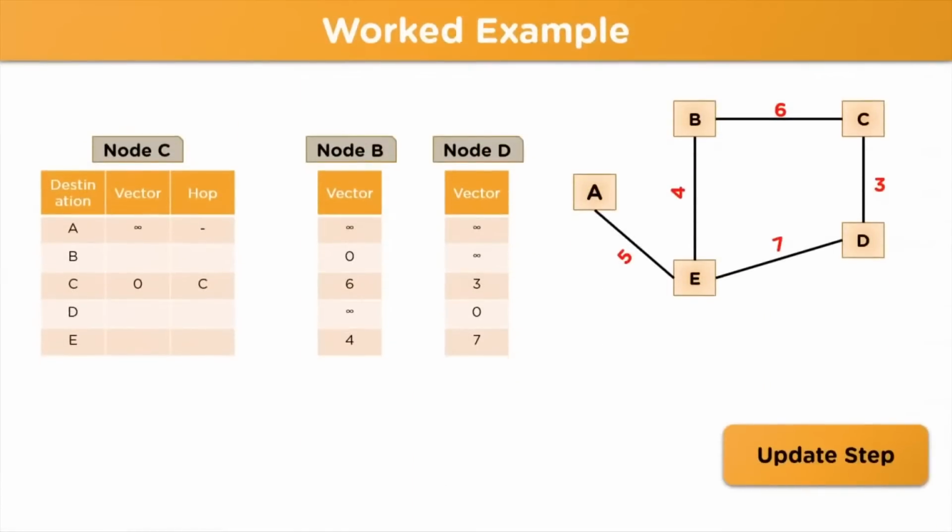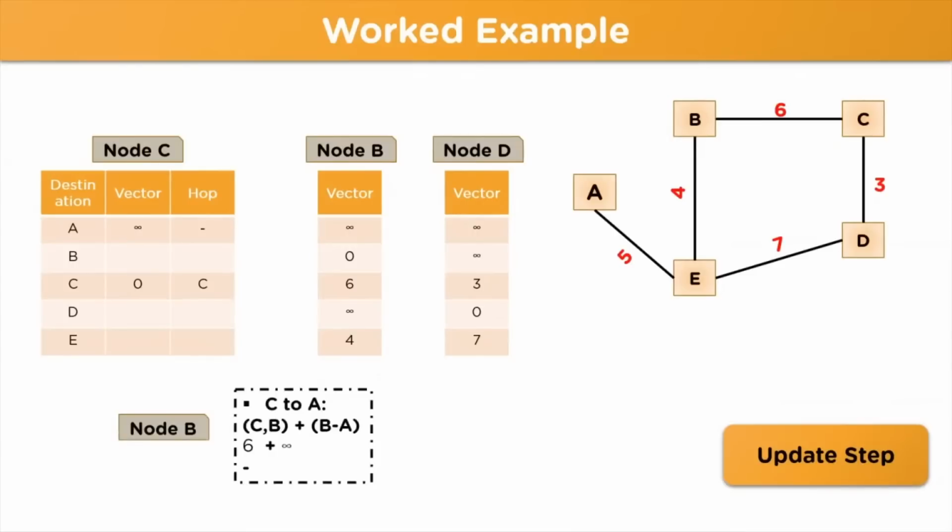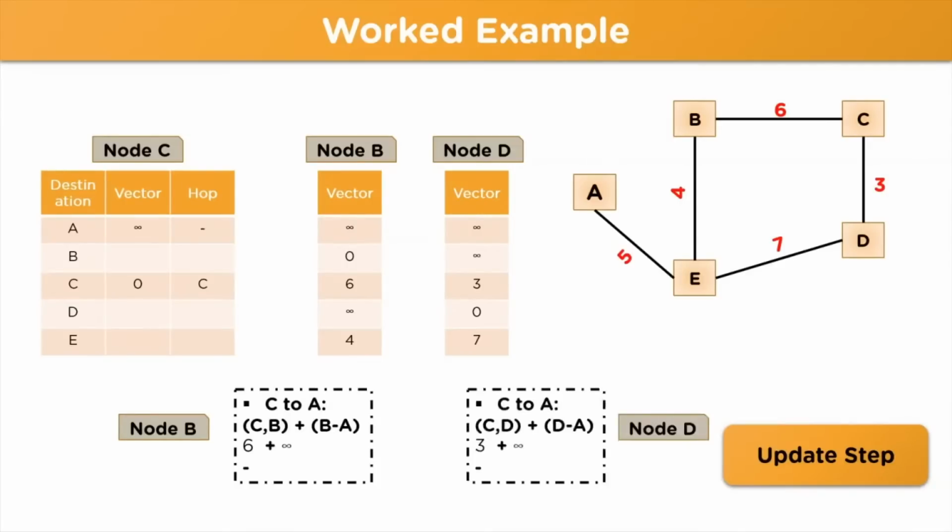In case of node B, we have C to A, that would be C comma B, that is a direct connection, plus distance required from B to A. According to the network model, we have C comma B as 6 plus B to A does not have any connection, that is infinity. So the value would be null. Then we have node D. In this case, we have C comma D, that is a direct connection, 3 plus D to A, that is again infinity, as it is not linked directly to node A.